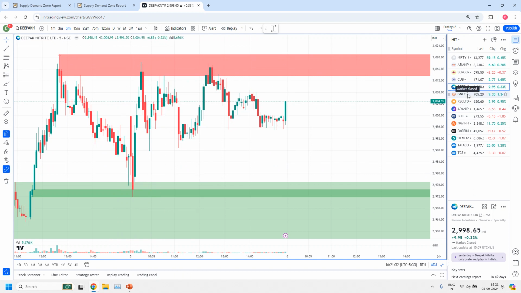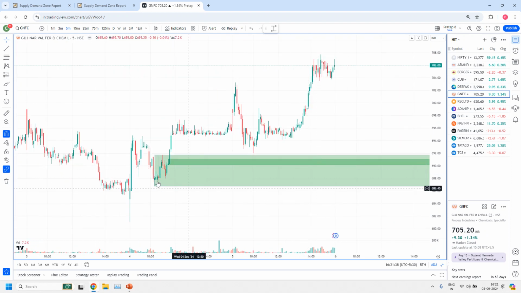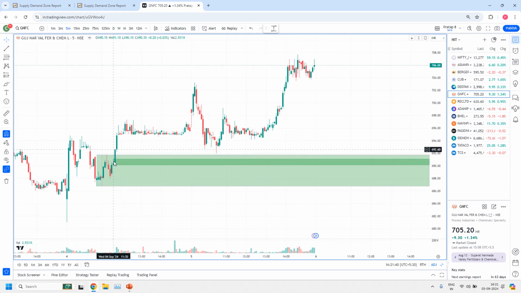And next one is GNFC. This is also a bullish trade setup, a 5 minute zone. This is the rally, base, rally, which is part of the 15 minute zone. And today we didn't get a trade opportunity. Only one bullish trade setup gave us a trade opportunity, and that has given 7.5% ROI as per one future margin cost.